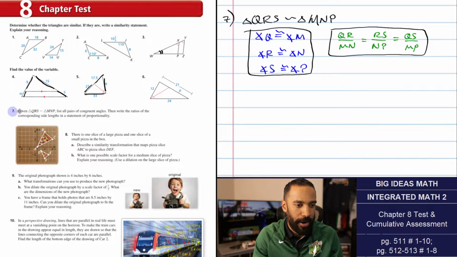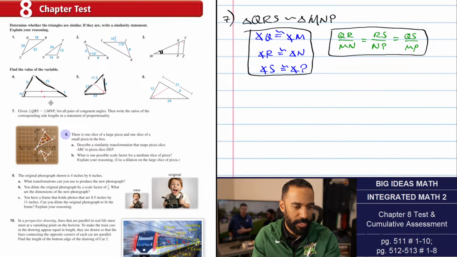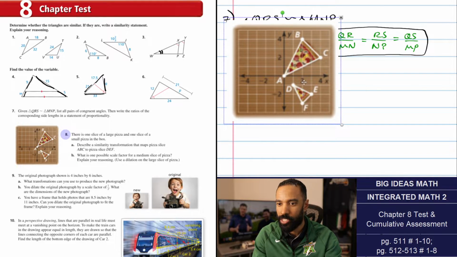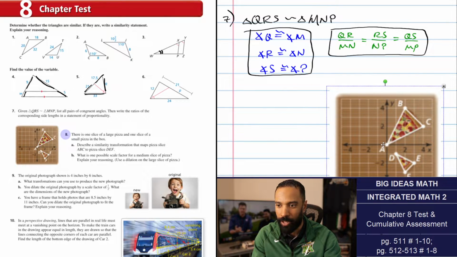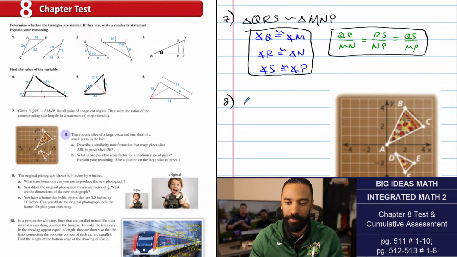Okay, number 8, 2 parts. There's one slice of a large pizza and one slice of a small pizza in the box. A, describe a similarity transformation that maps pizza slice ABC to pizza slice DEF. This needs to be copied and pasted or redrawn. Let's see if you can see this well. I think I can see it well enough. I hope that you can as well.